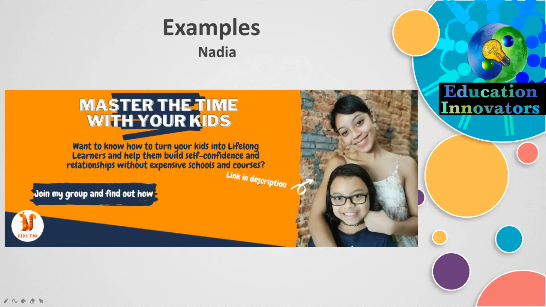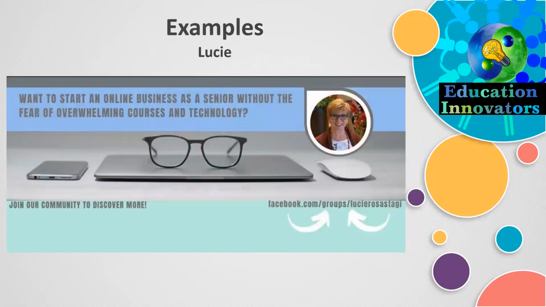And here is a way how to do it: link in description and the arrow pointing at the picture. So if somebody clicks at this picture, then the description will show where Nadia will take them to their Facebook group. Right now, last example over here is Lucy's example.